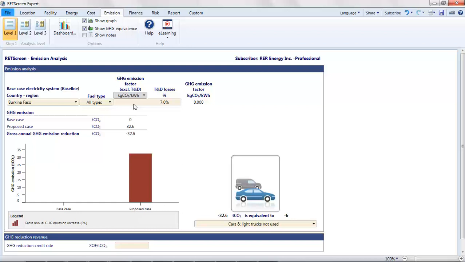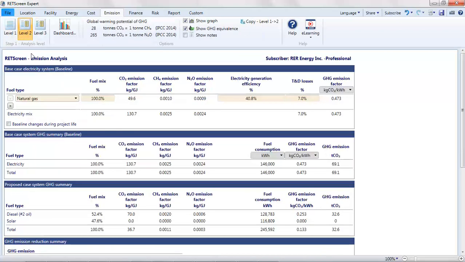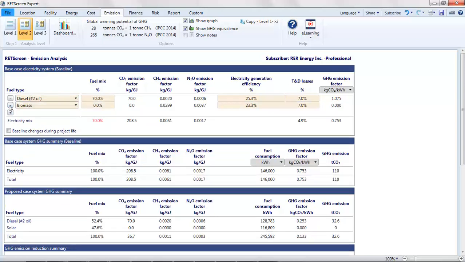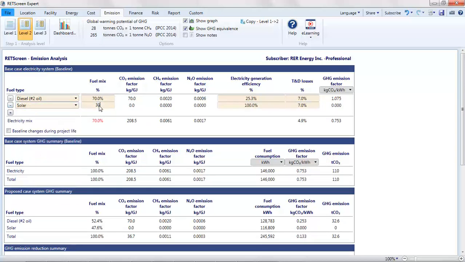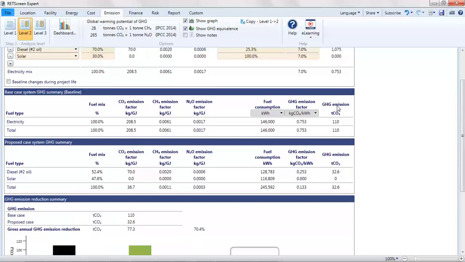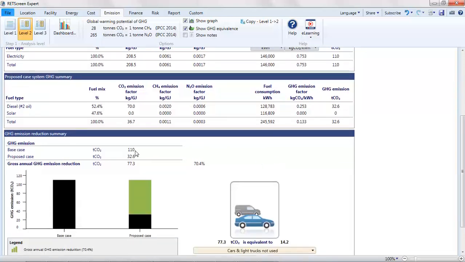I can get a first estimate of the grid emissions factor by using these numbers in a level 2 analysis. I could use either diesel or oil number 6, and I'll represent the low emissions generators with solar, since in RETScreen they all share a grid emissions factor of 0. Based on these assumptions, RETScreen calculates an approximate grid emissions factor that allows the GHG emissions reductions of the project to be estimated. The proposed case reduces emissions by 77 tons per year.